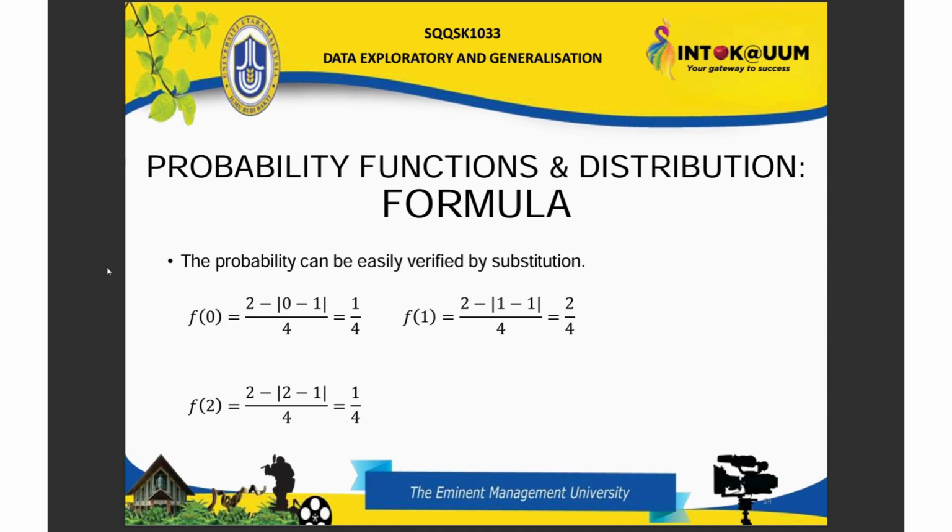For x equals 2, f(2) equals (2 minus |2 minus 1|) over 4. This is (2 minus 1) over 4, which equals 1 over 4. Therefore, the formula perfectly reproduces our probability distribution.